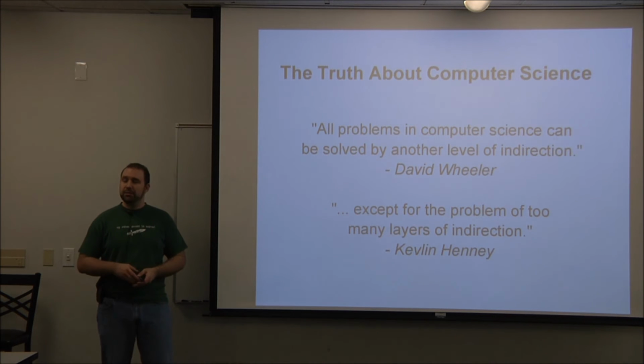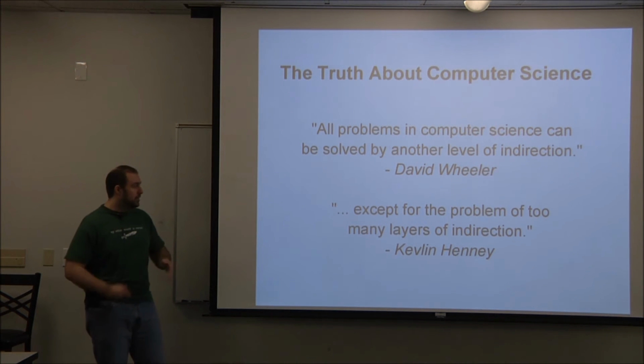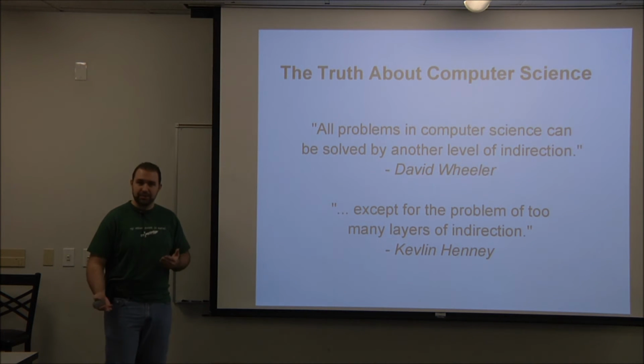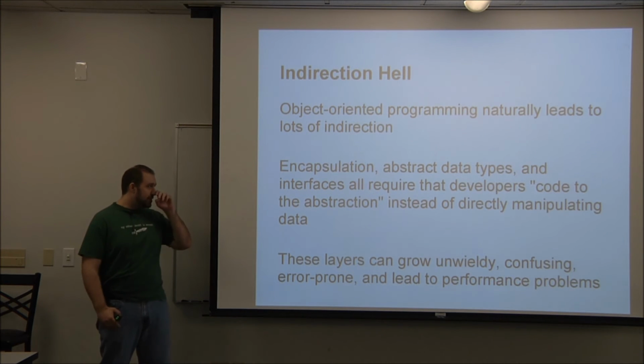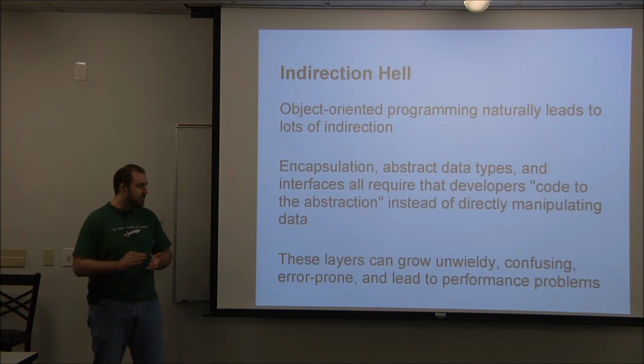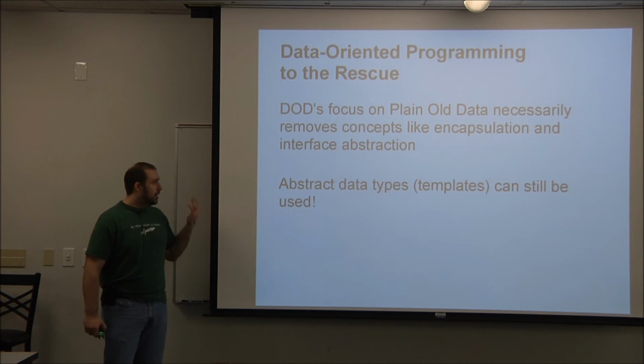So data-oriented design with its focus on plain old data will help alleviate that problem. It'll get you thinking again about simpler layers of abstraction, or removing layers of abstraction that don't strictly need to be there. So encapsulation, abstract data types, all of these just kind of lead to these horrible sets of layers that are not comprehensible. So we focus on plain old data, and it gets a lot simpler.